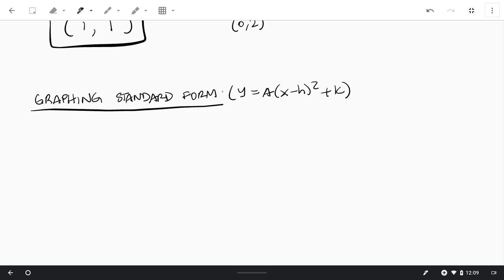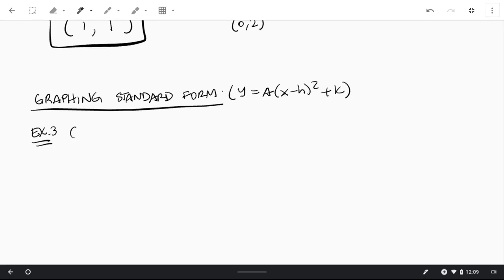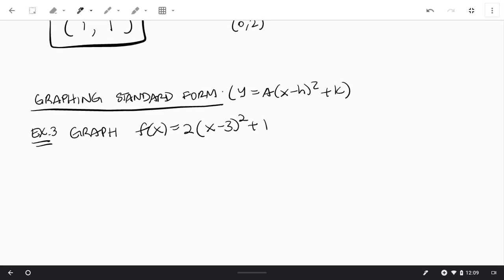Okay, so let's take a look here. Let's go ahead and graph f of x equals 2(x minus 3) squared plus 1. You might be looking at this and thinking, didn't we do this in chapter 2 where we did the shifting? The answer is yes. So you can apply all of the things that you know about shifting to this particular problem. Let me show you another way to graph this using the vertex and one extra point.